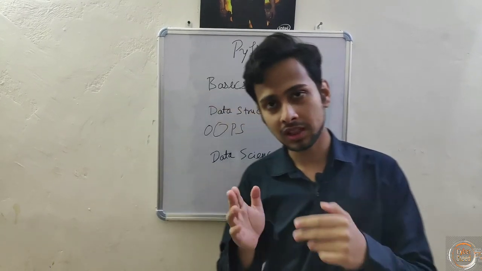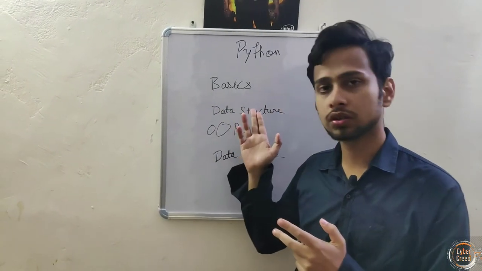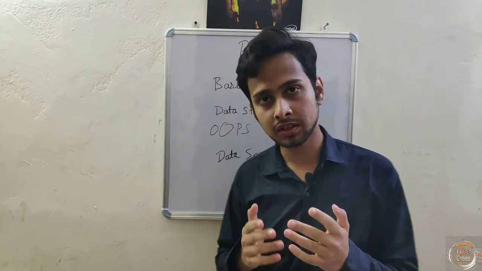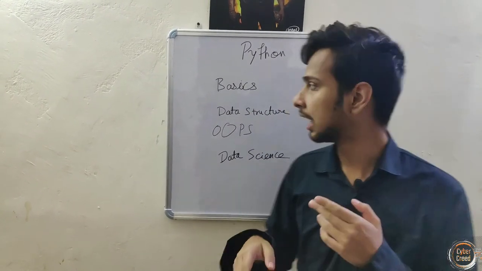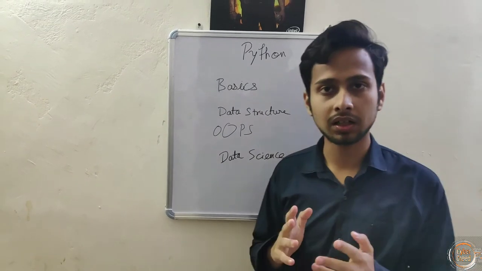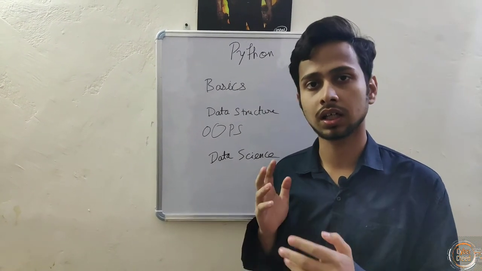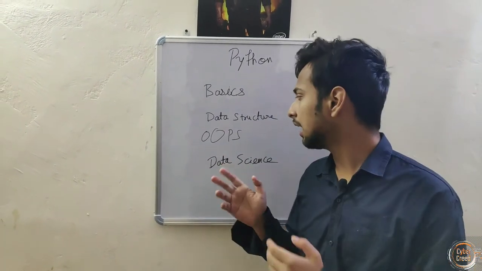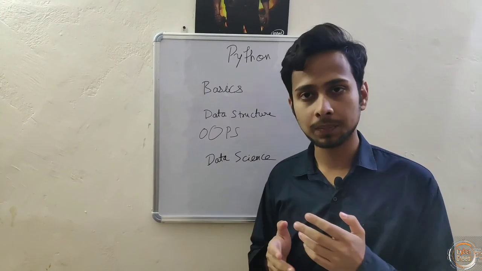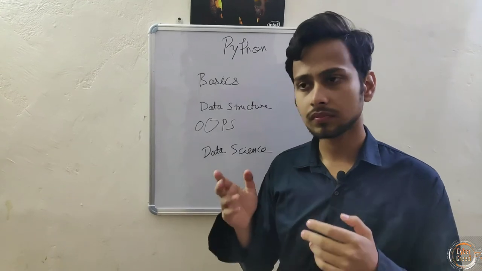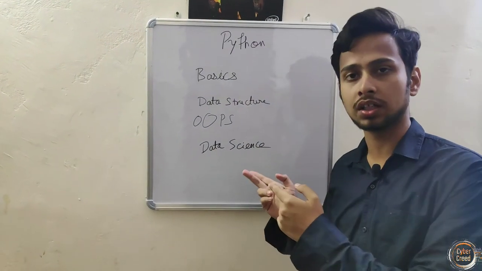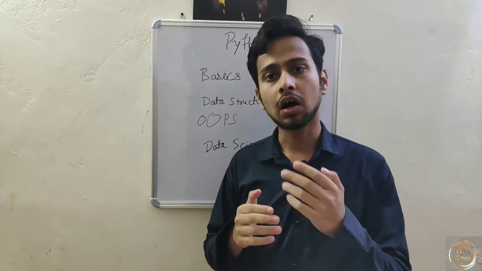So here are the topics that we are going to cover. First we will look at the basics of the Python programming language, in which we will learn about loops, variables and all those stuffs. And then here comes the data structure part, where we will learn the data structures that are available in Python. And then we will move toward the OOPS concept, in which we will learn about classes, functions and methods. And then we will move to our data science part, and we will have a look at how Python is used in data science.